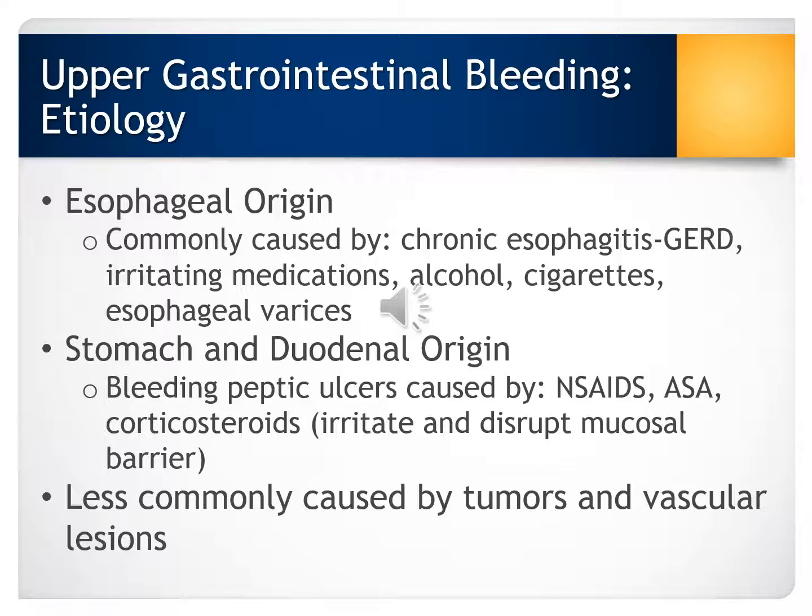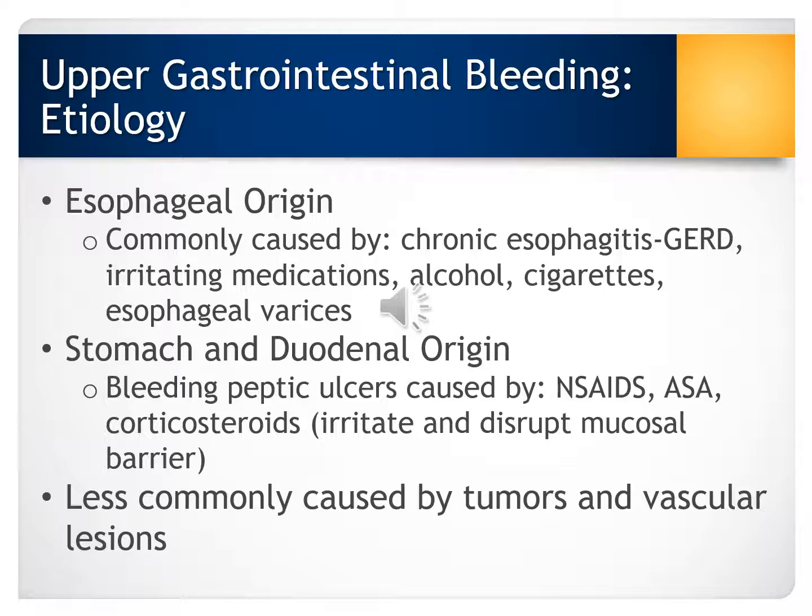Upper gastrointestinal bleeding, or bleeding from the upper GI tract, is usually characterized by sudden onset and can be very severe. Bleeding from the esophagus is most likely due to chronic esophagitis. It can also be caused by GERD, irritating medications, alcohol, and cigarette smoking. Also, esophageal varices, which most often occur secondary to cirrhosis of the liver, can cause upper GI bleeding as well.